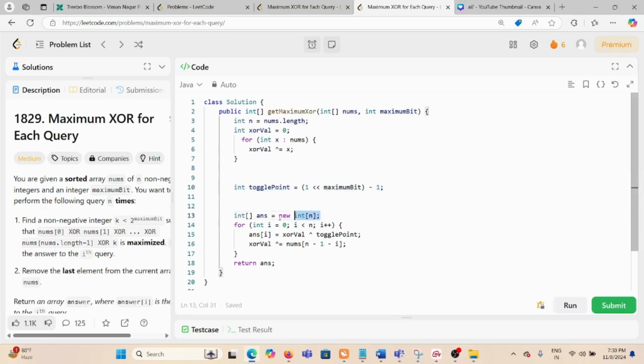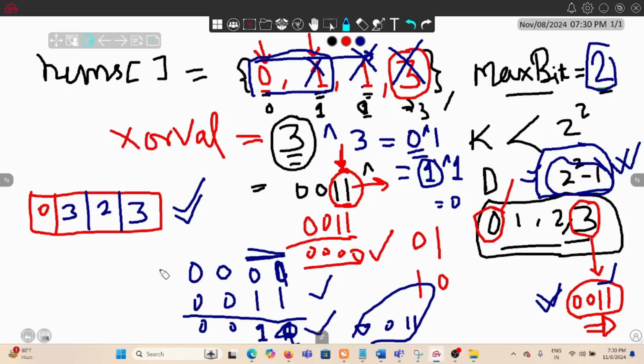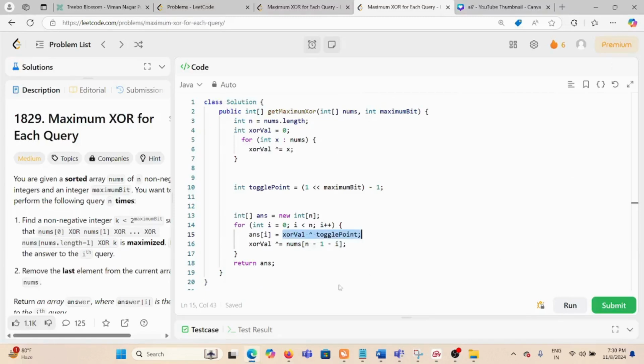Now see here, this is my answer variable, the answer array. First of all, answer[i] equals whatever XOR value I have got XOR the toggle point. The XOR of these two gives me the value that produces the maximum. That is why I was doing the overall XOR with this toggle point, and then we were getting all these values, right? This way we update here, and we have the removal logic as well.